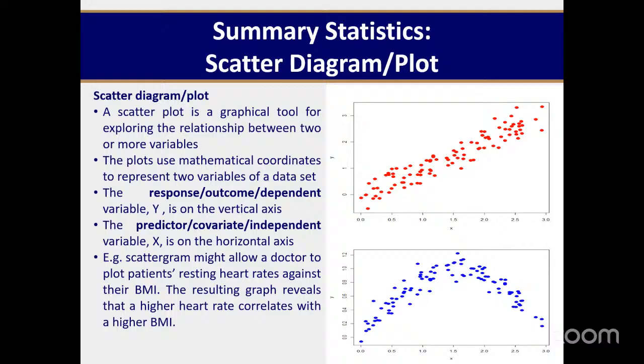So for example, if you draw a scatter plot indicating BMI and heart rate, who can tell me which one is the predictor and which one is the response?